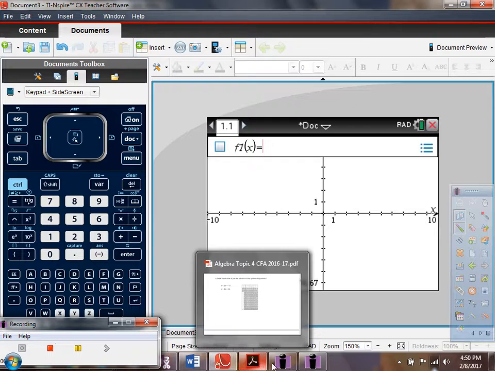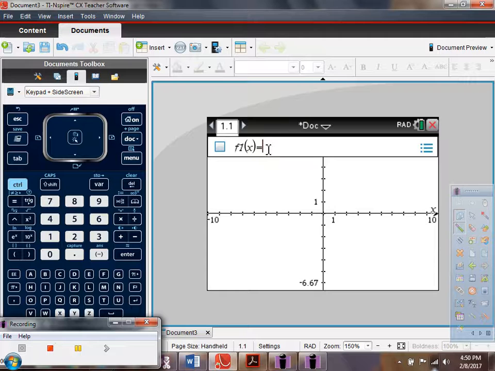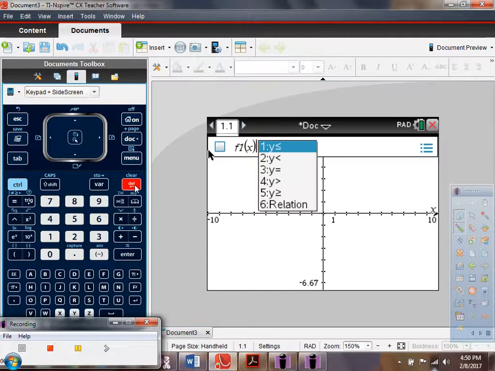Now if you look at the equations that they gave you, they're in standard form. They haven't been solved for y. The y is not by itself. So what we need to do is we need to not type them here. This is only for equations that have been solved for y, because remember, f of x is the same as y. So a shortcut would be hit the delete key and go down to relations.